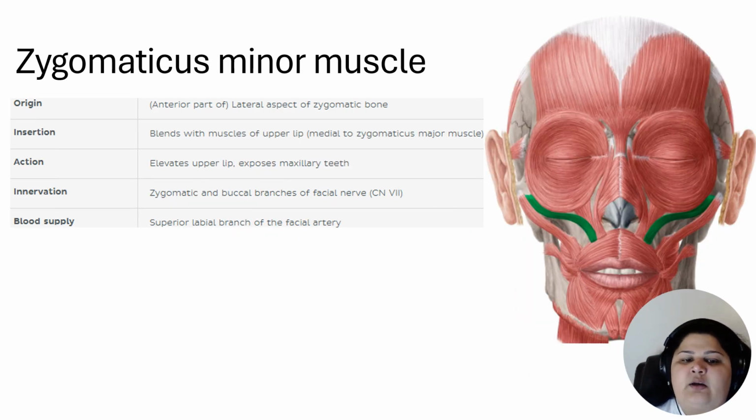Now this is the minor muscle, Zygomaticus minor muscle. Origin: lateral aspect of zygomatic bone. Insertion blends with muscles of the upper lip. Action: elevates upper lip, exposes maxillary teeth. Innervation: zygomatic and buccal branches of facial nerve. Blood supply: superior labial branch of the facial artery.